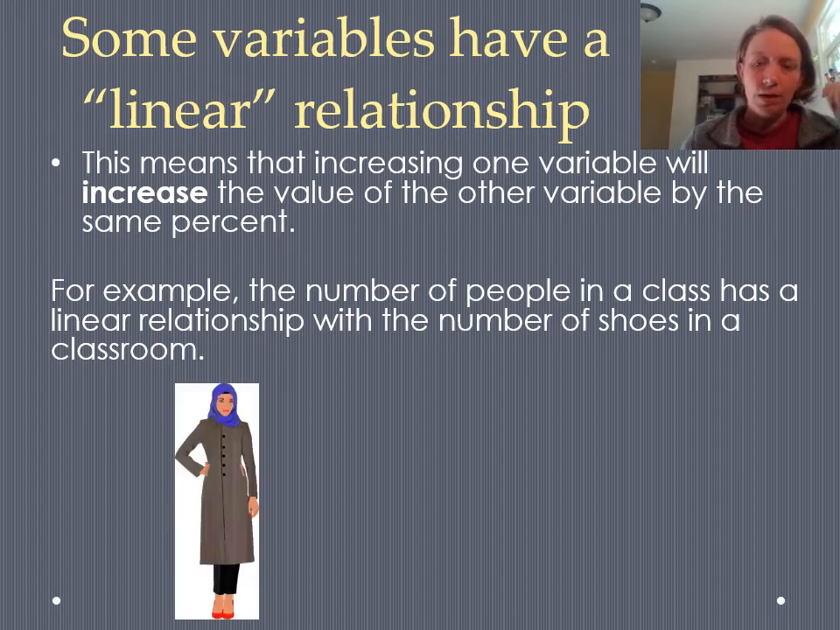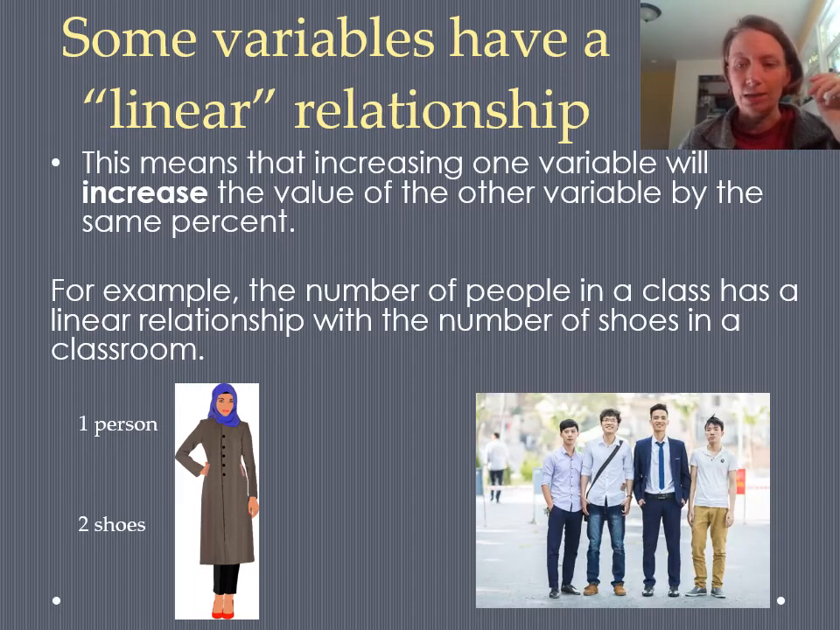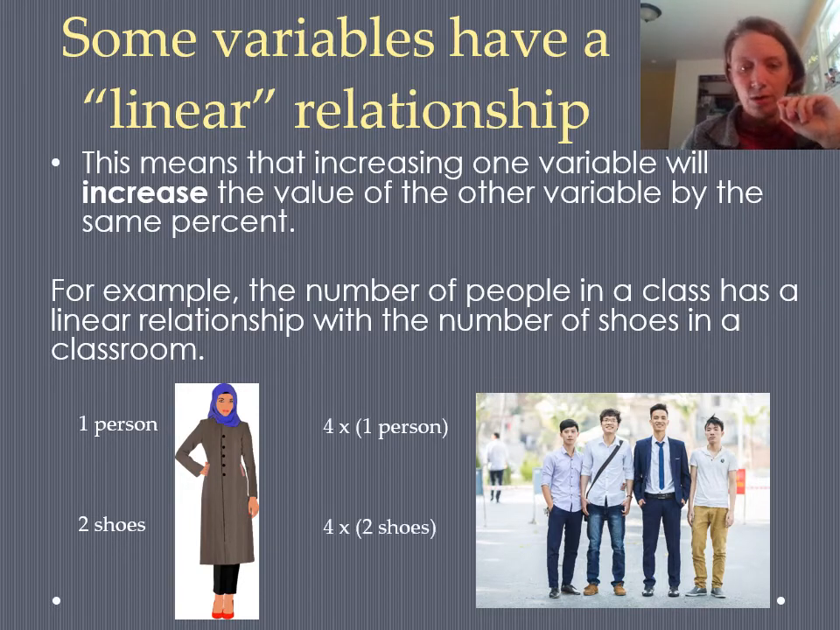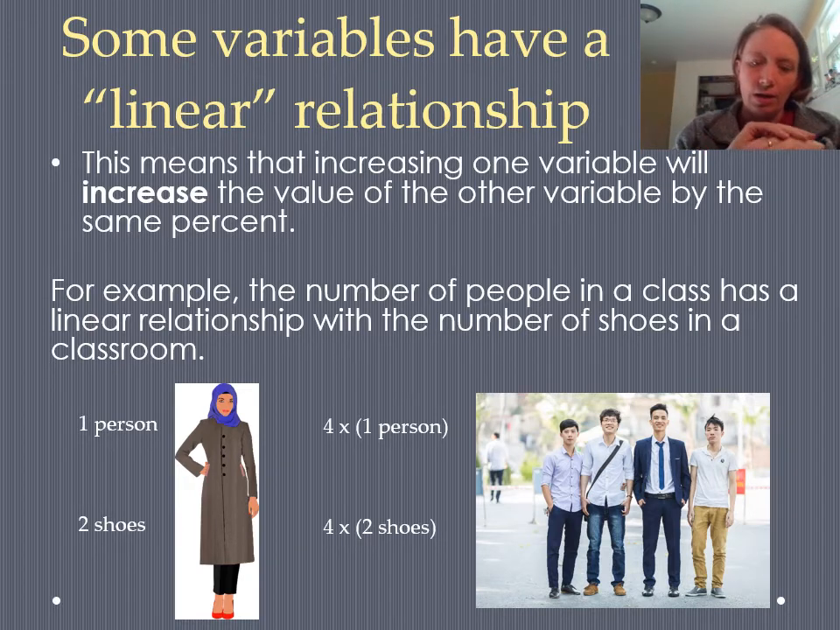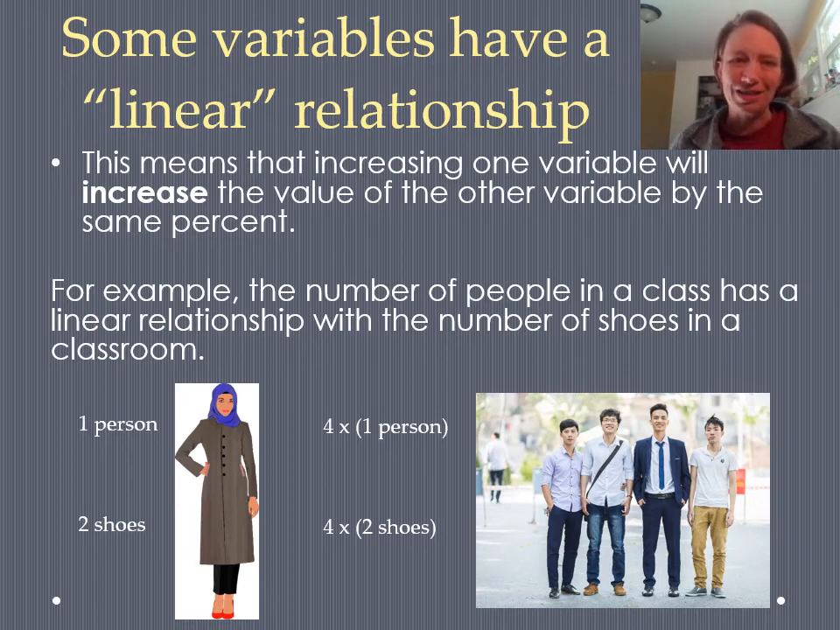So for example, the number of people in a class has a linear relationship with the number of shoes in the classroom, right? If I have just one person in my classroom, 2 shoes, right? But when I quadruple the number of people in the classroom, if I have a different classroom with 4 people in it, well, we now have 4 times as many shoes. It would be 8 total shoes, but the thing that stays the same is the amount that the variable changed by, the percent it changes by. So we quadrupled the people, we're going to quadruple the shoes. That's a linear relationship.